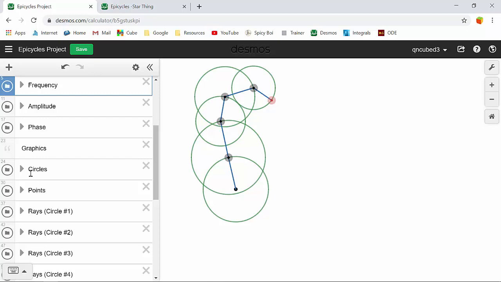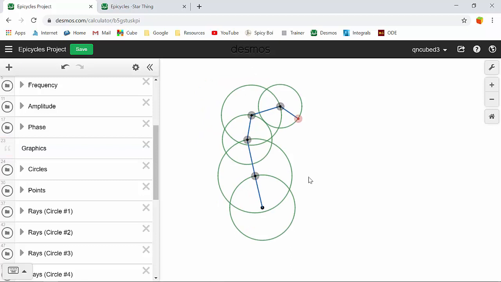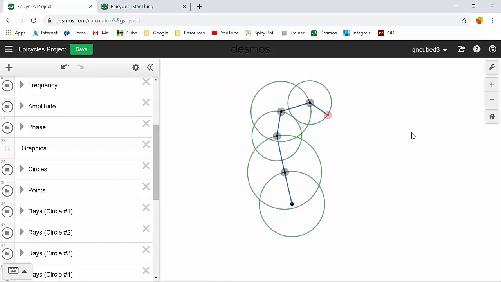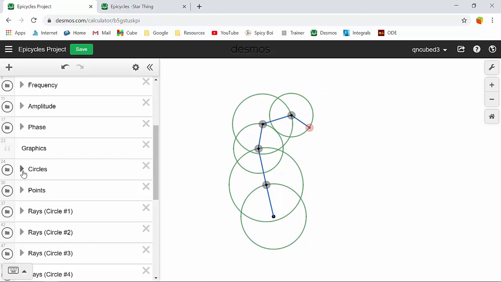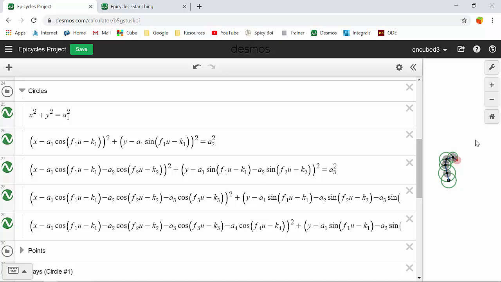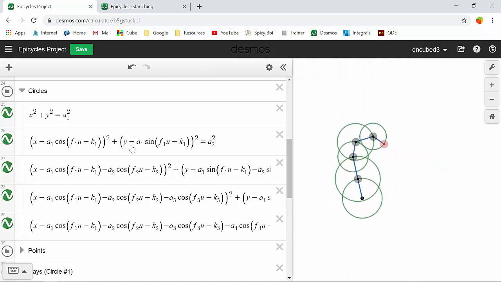So yeah, that's pretty much it. I guess I'll just go through the graphics a little bit. The graphics were quite a headache to work out actually, but I finally got it in the end. So we have the circles right here, and these equations look really quite complicated, but they're really not.